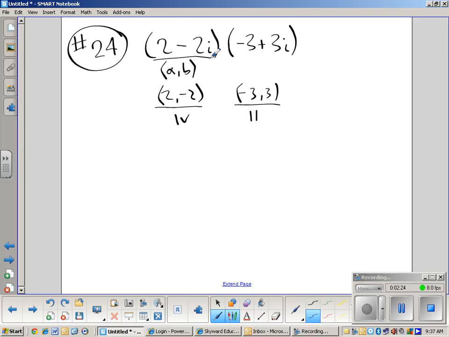So let's take the first one here, and let's find r. Remember, how do we find r? Square root of a squared plus b squared. And so that gives me 4 plus 4 is 8, which is 2 square root 2, right?